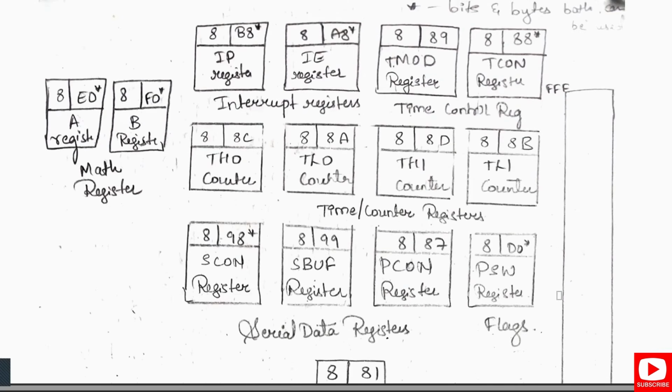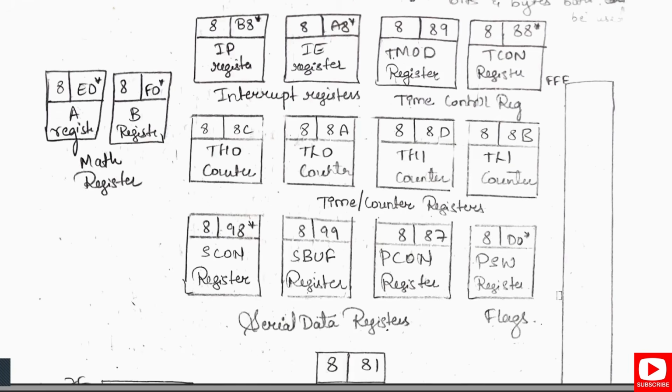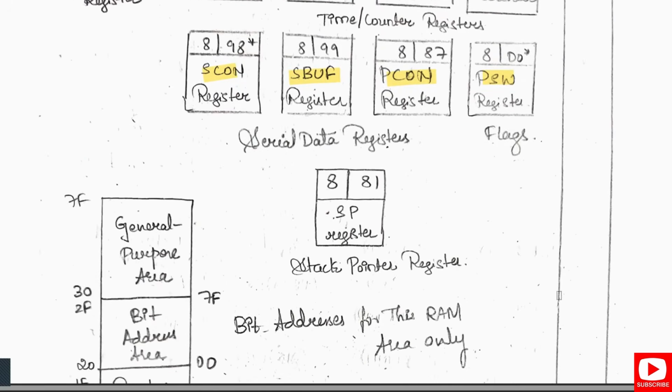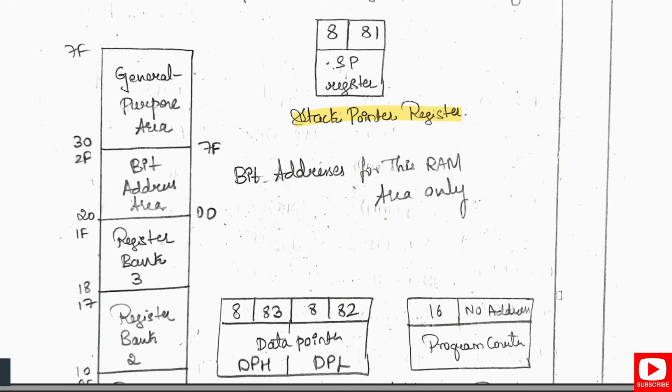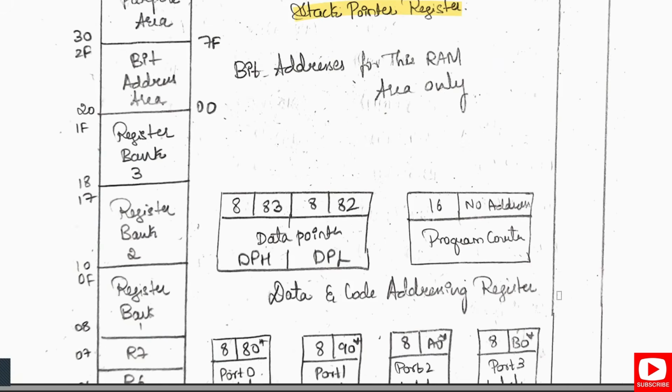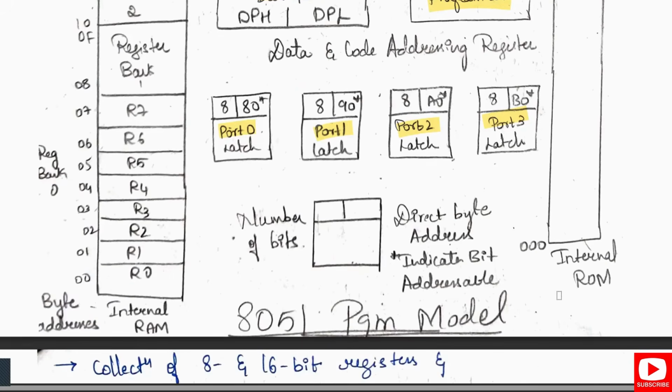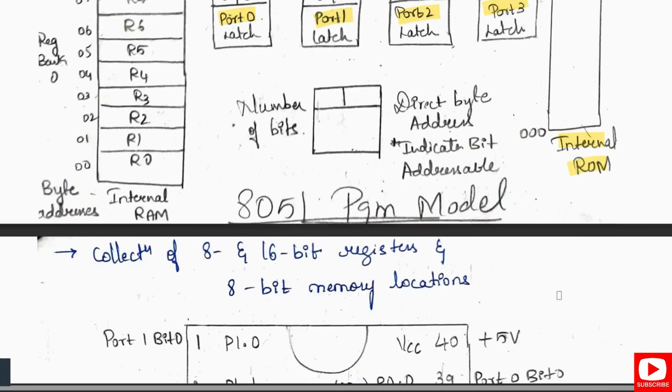So here, this is our programming model of the 8051. Here are the registers: the B register, and we have IP, IE, TMOD, TCON, TH0, TL0, TH1, TL1, SCON, SBUF, PCON, PSW. These are serial data registers. We have the stack pointer, SP, and our register banks on the left, and here we have the data pointer, PC, then P0, P1, P2, P3, and finally internal ROM. This is the 8051 programming model.